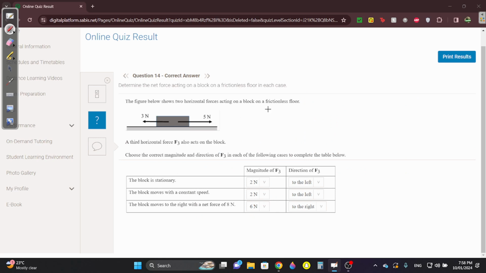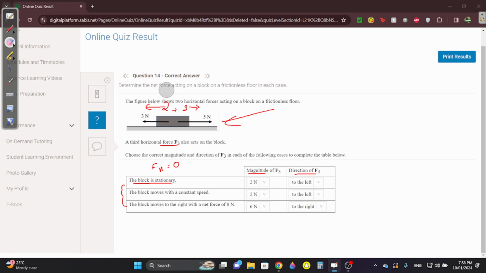Here they gave you a graph, 3 to the left, 5 to the right. They're saying a third force acts on the block. What is the magnitude and direction of this force, in 3 cases? The block is stationary, meaning it's not moving. If anything is not moving, it means the total force, the net force, is 0. Here our net force is 2 to the right. So you just need to find the opposite of 2 to the right, which is obviously 2 to the left.